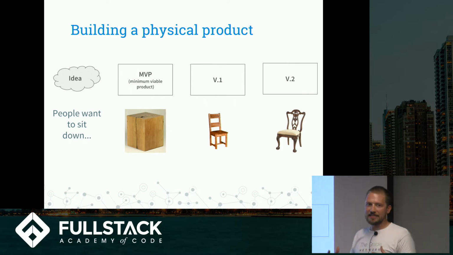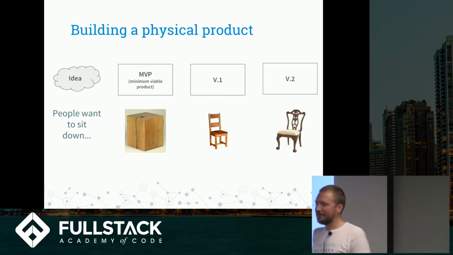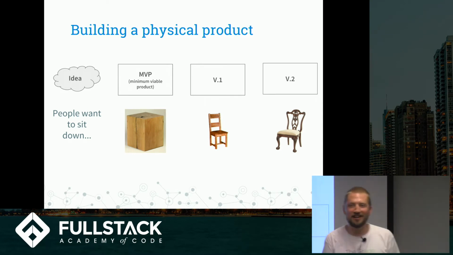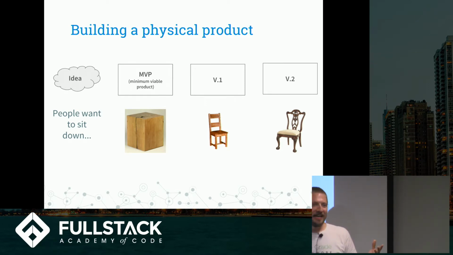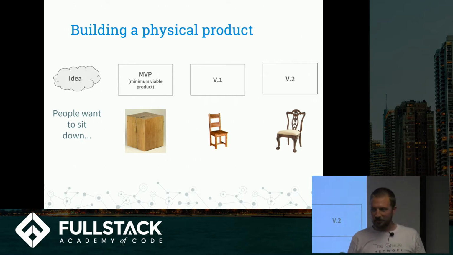When I come up with an idea for a business or something that I want to create, I'll typically think about that for a while. My idea in this case is people may want to sit down. So let's take ourselves back to before the advent of chairs. People want to sit down. They've been sitting in the dirt for a long time. I want to try selling them something that they can sit on. So what I'll do is I'll put together an MVP, or a minimum viable product.